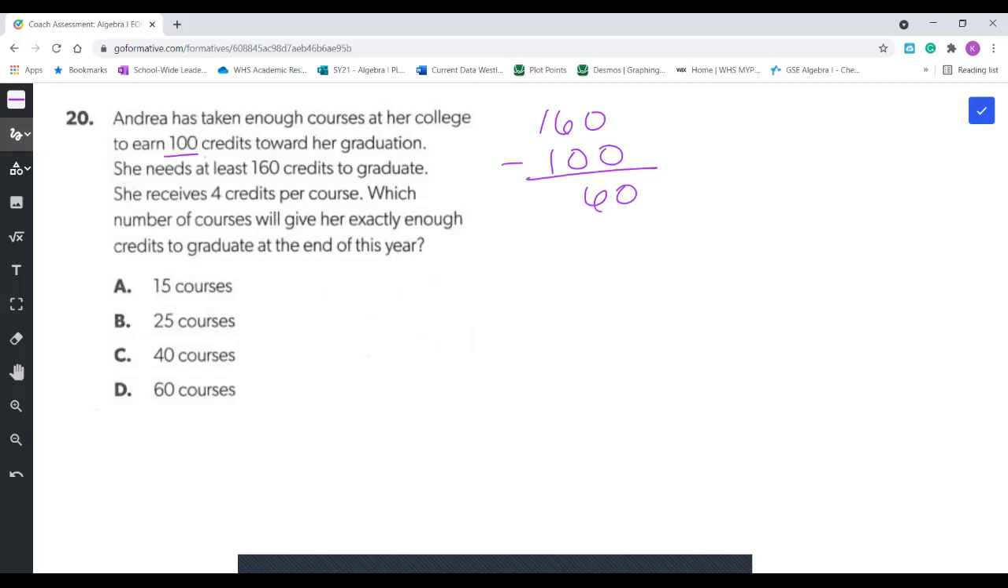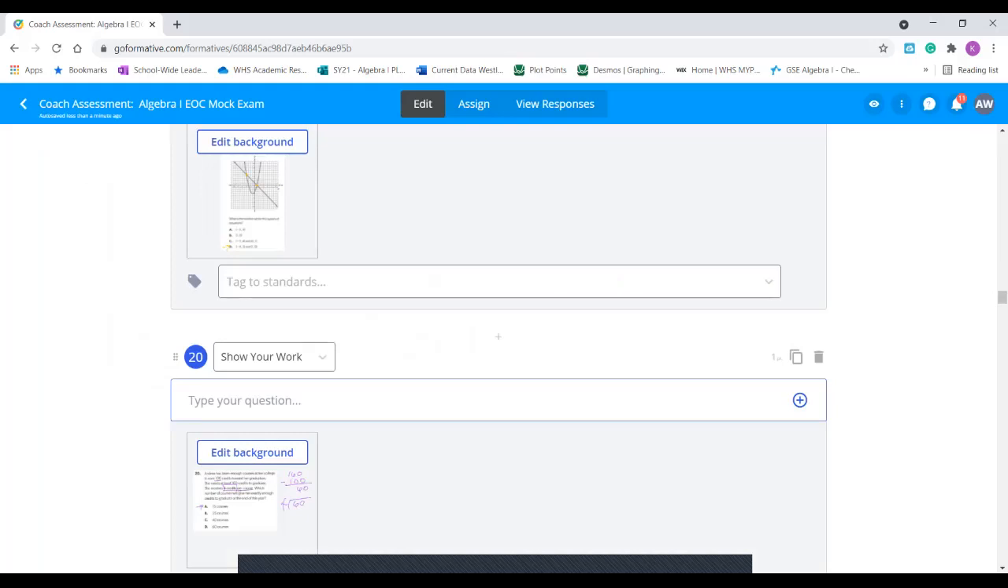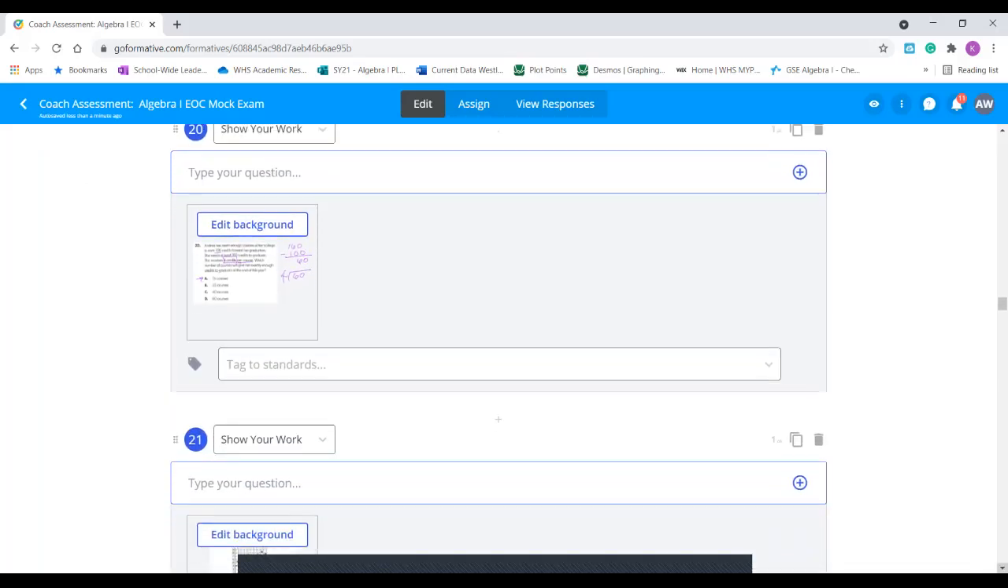If she can earn 4 credits per course, right? 4 credits per course, I would simply take this 60 and divide it by 4, okay? Young people, 60 divided by 4 is 15, right? It is 15. So the answer here would be 15. Answer choice A. Moving on. 21.